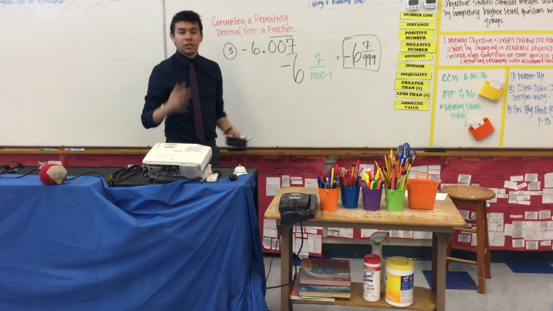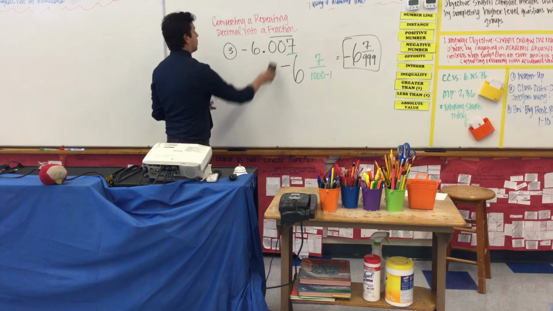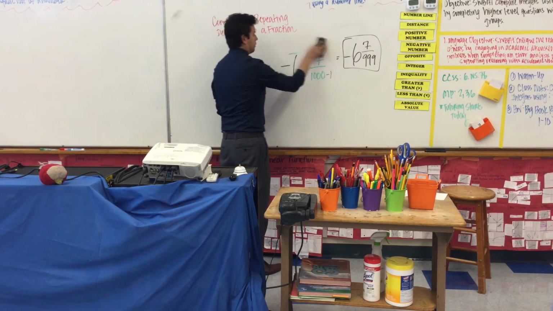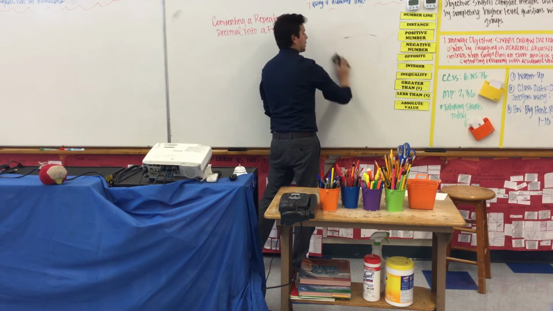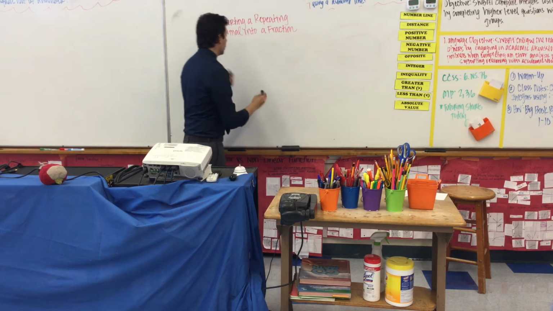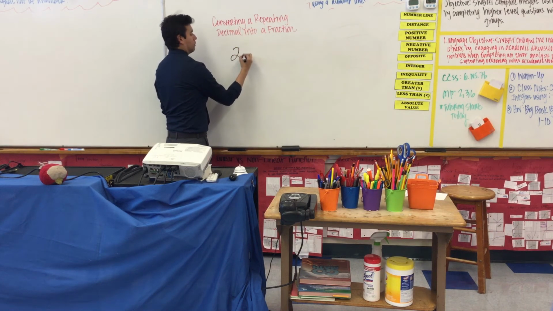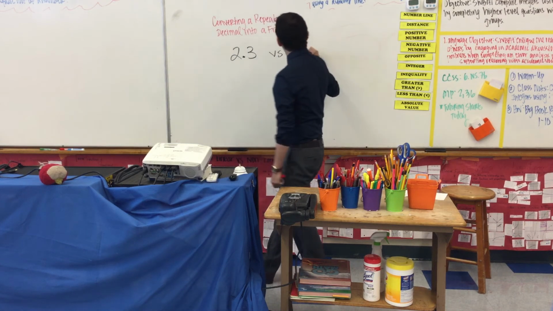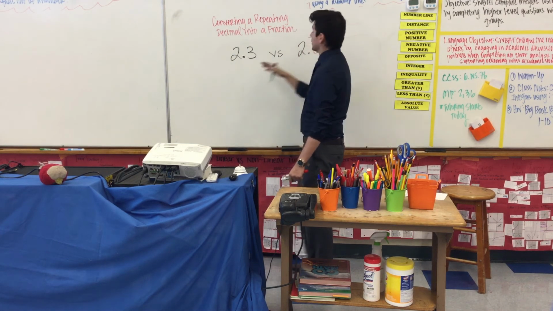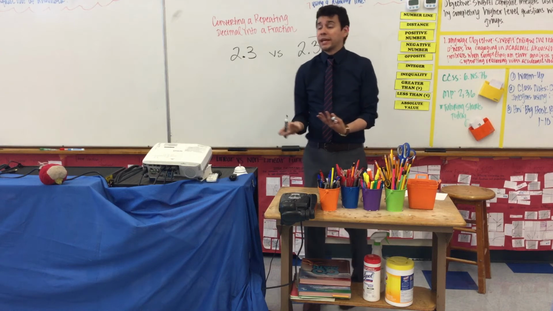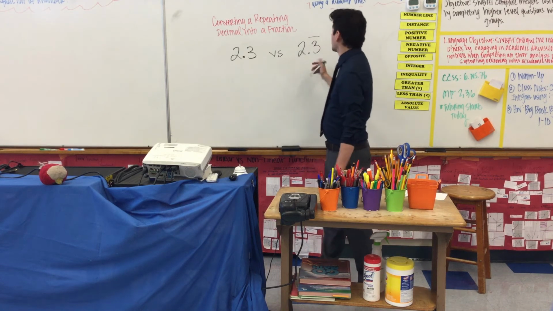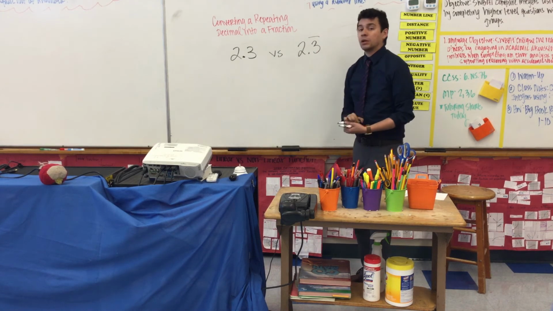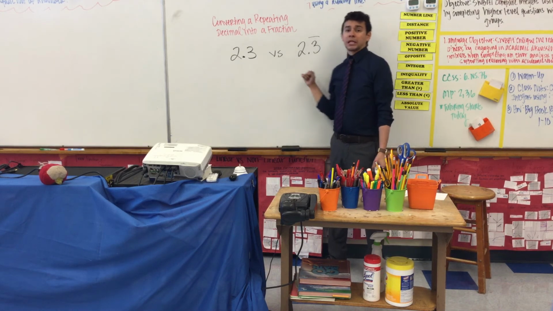Now, if you still don't understand, let's compare a terminating with a repeating decimal, just so that you can see the difference. So we have 2.3, okay, versus 2.3 repeating. Technically, it's not 2.3. I'm sorry, that's not how you say it. It's 2 3/10. Okay, 2 3/10 with the 3 repeat. So this is a terminating decimal versus a repeating one.